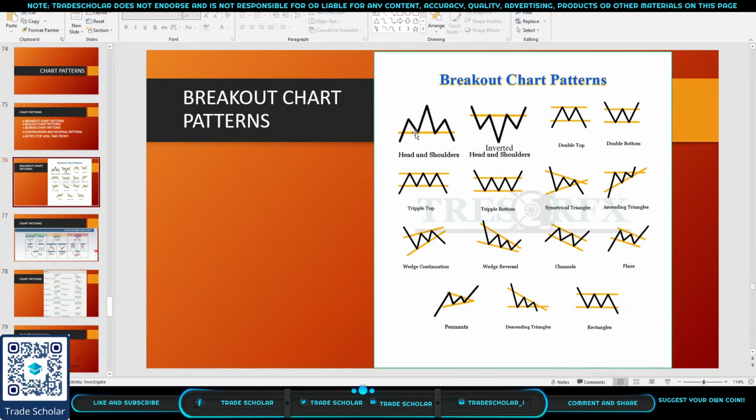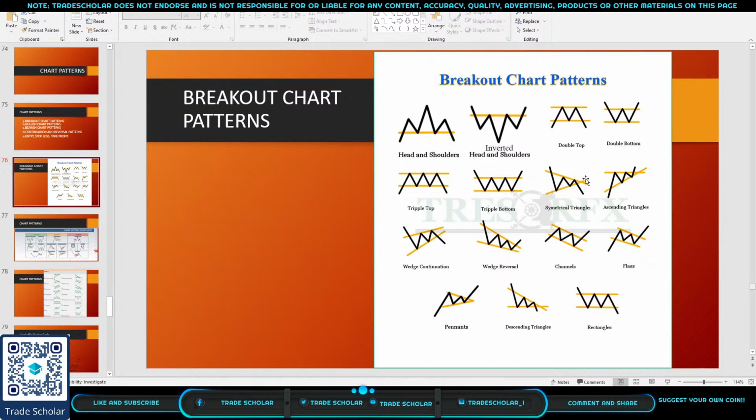This one is what we call the head and shoulder pattern. This has been seen in the market since the beginning of the stock market, okay? And even this inverted head and shoulder, the breakout is to the upside. This one, double top, the breakout is to the downside. Double bottom, the breakout to the upside. Triple top, the breakout to the downside. This is super bearish. This one is super bullish. Triple bottom, breakout to the upside.